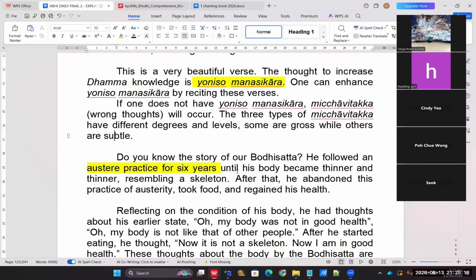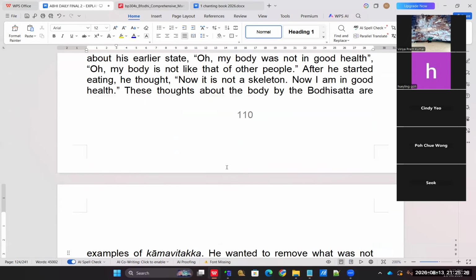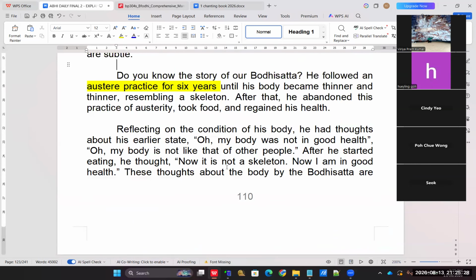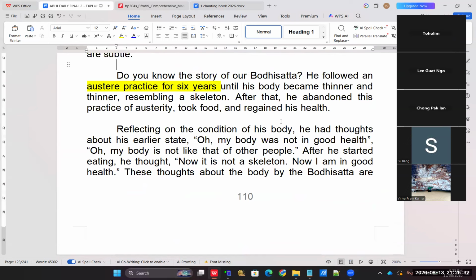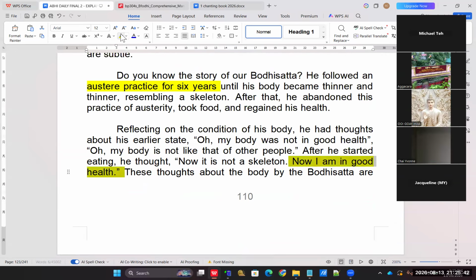So when I read this part, actually, I transcribed a lot of the book with others. So when I was reading, yes, I understand the story about the Bodhisattva practicing austerity for 6 years until the body becomes a skeleton. Then after that, he felt that it was a wrong path. He started to eat and regain his health. So then he had the thought, okay, now I'm in good health. Okay, so here it is explained as Kama Vitakka.